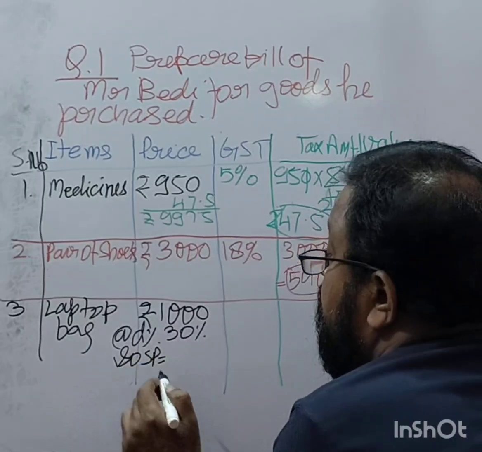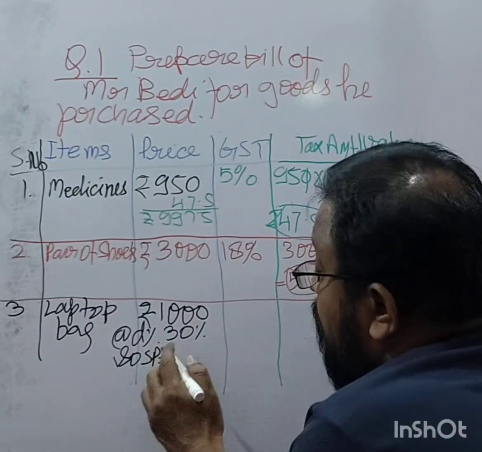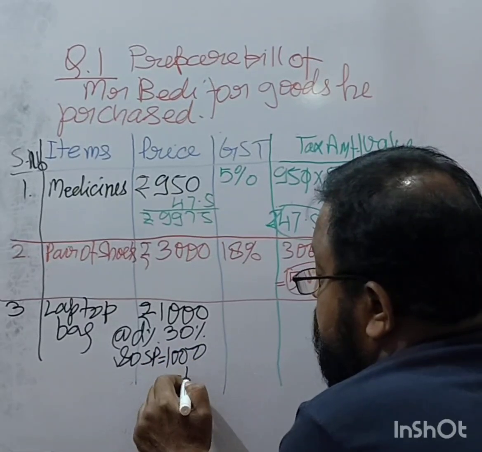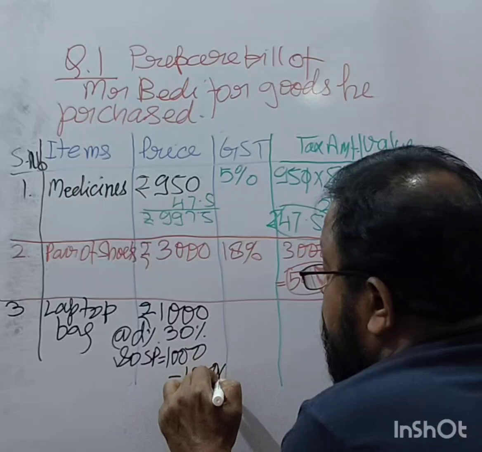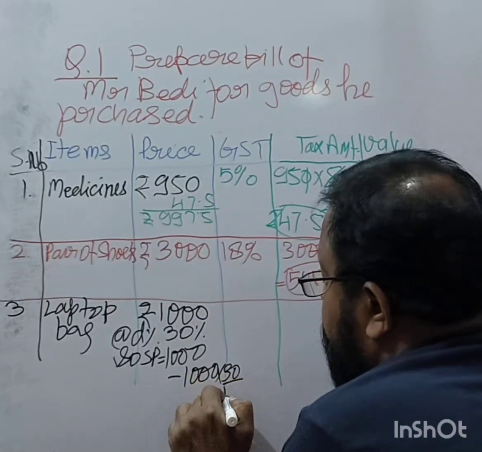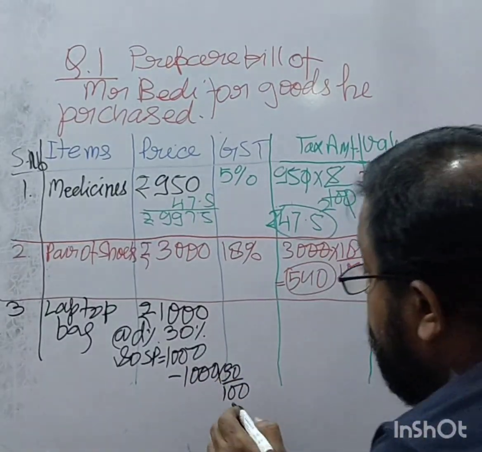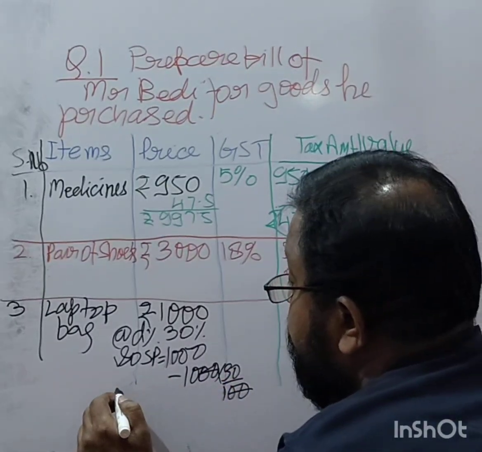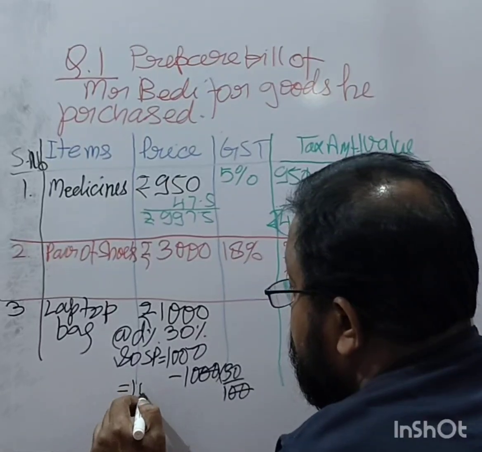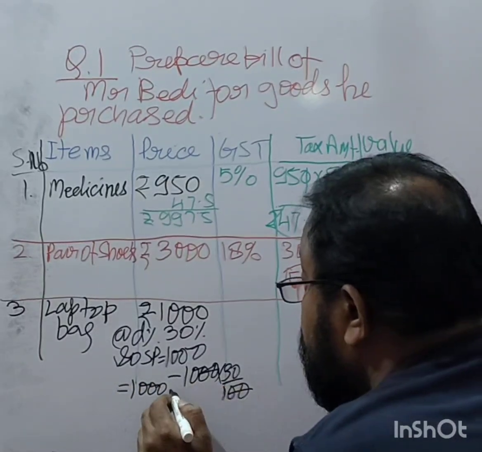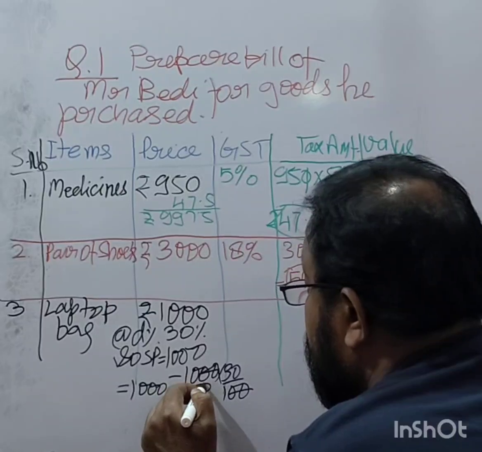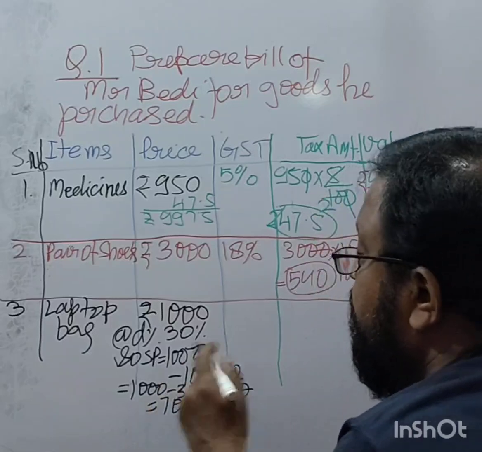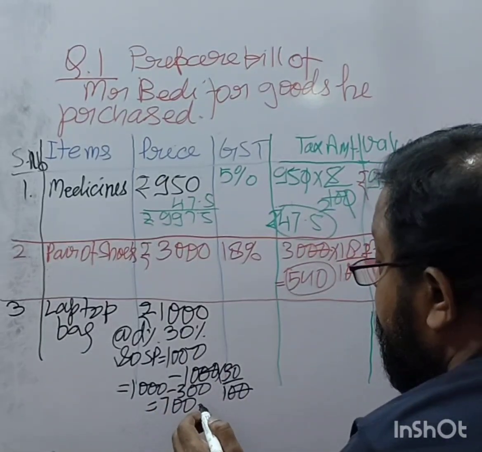So SP is equal to 1,000 minus 1,000 into 30 upon 100. So these two zeros are cancelled out. It becomes 30. So it is 1,000 minus 300 is equal to 700. So he paid 700 for that. Right? SP is 700.